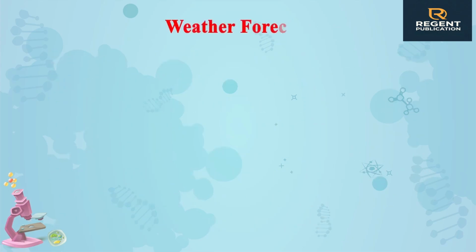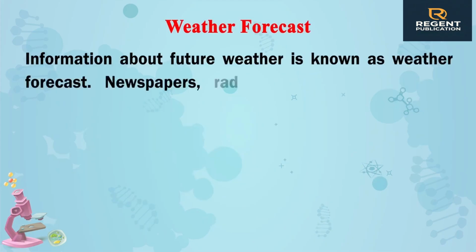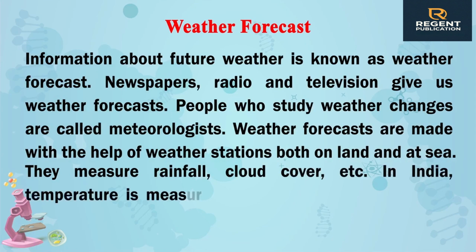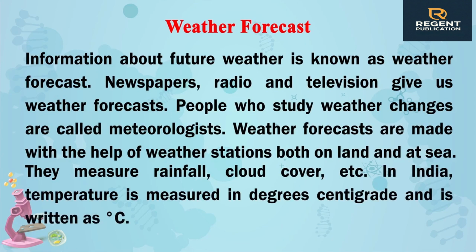Weather forecast. Information about future weather is known as weather forecast. Newspapers, radio and television give us weather forecast. People who study weather changes are called meteorologists. Weather forecasts are made with the help of weather stations both on land and at sea. They measure rainfall, cloud cover, etc. In India, temperature is measured in degrees centigrade and is written as degrees C.